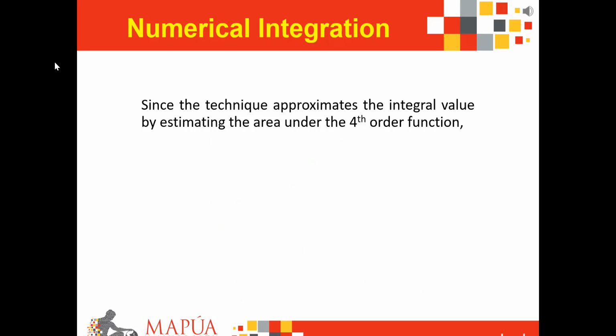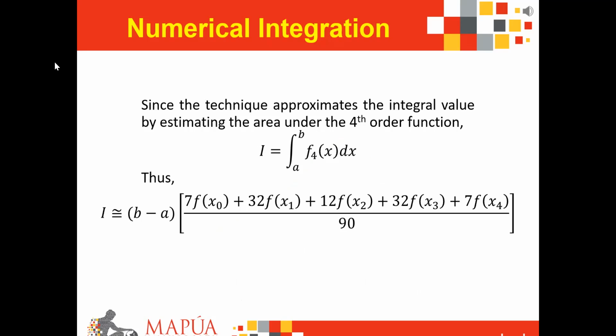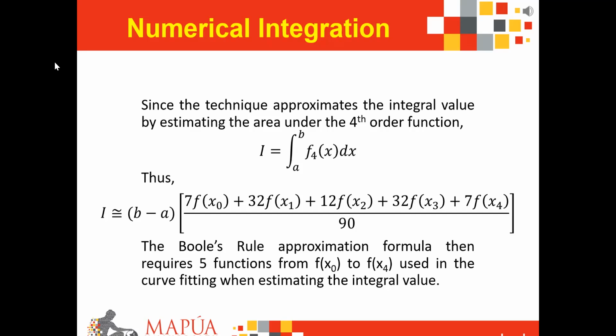Since the technique approximates your integral value under a fourth order function, if we integrate this fourth order interpolating function, you would end up with a simplified formula equal to b minus a multiplied by 7f(x0) plus 32f(x1) plus 12f(x2) plus 32f(x3) plus 7f(x4), all over 90.